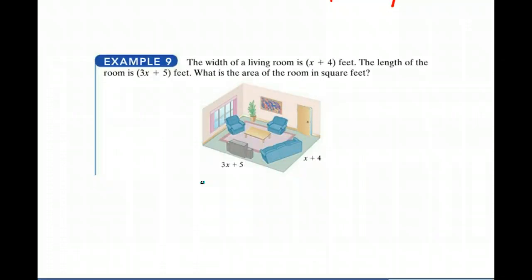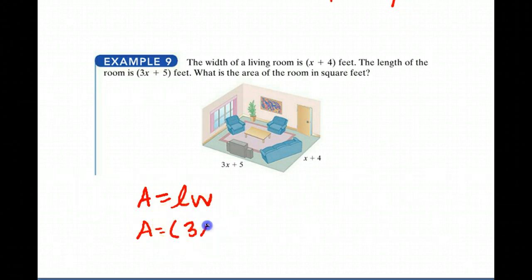We have one more problem to complete for this section, and it is an example of a real-world application. It says that the width of a living room is x plus 4 feet. The length of the room is 3x plus 5 feet. What is the area of the room in square feet? Please keep in mind that we want to use the area formula, which is length times width for a rectangle, and we will plug in what we know about the length and width.